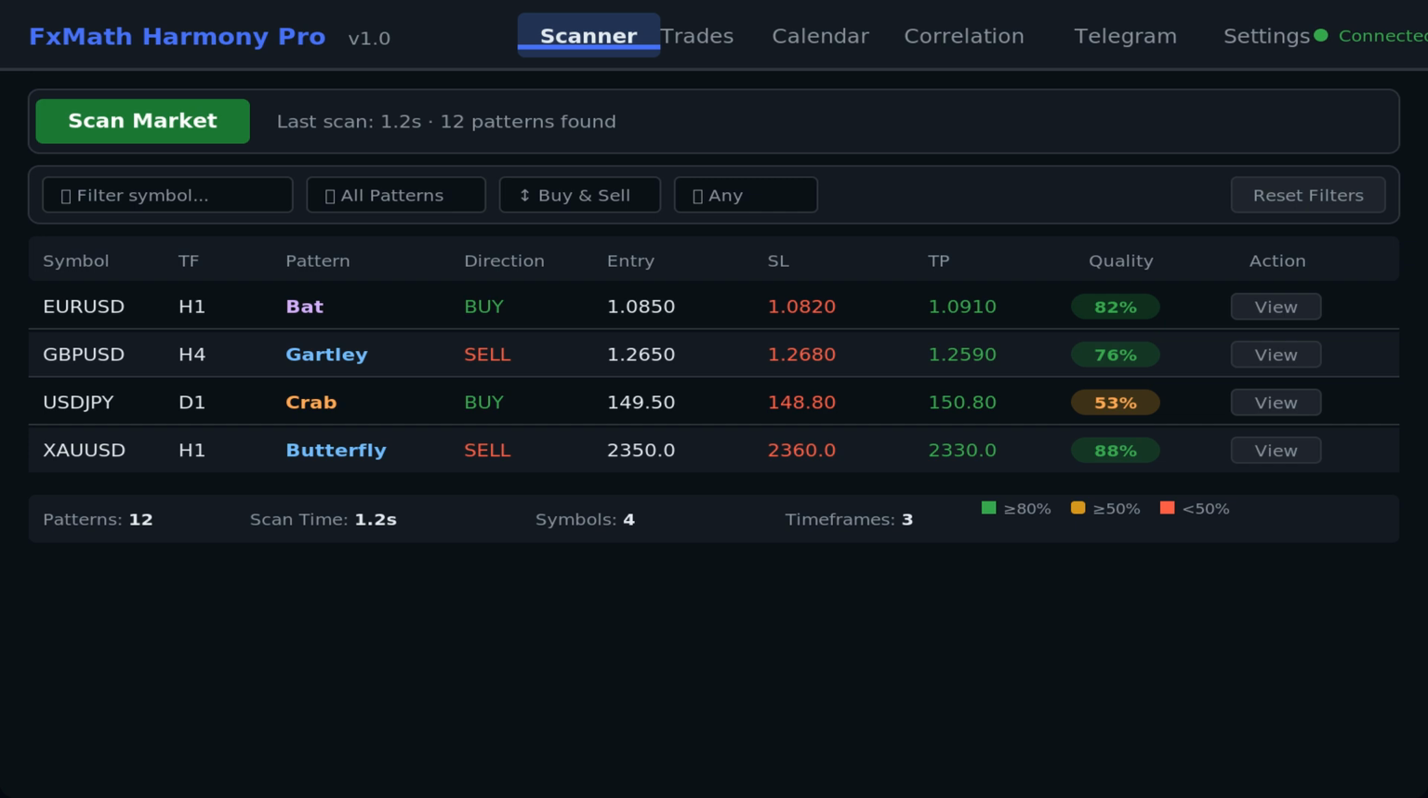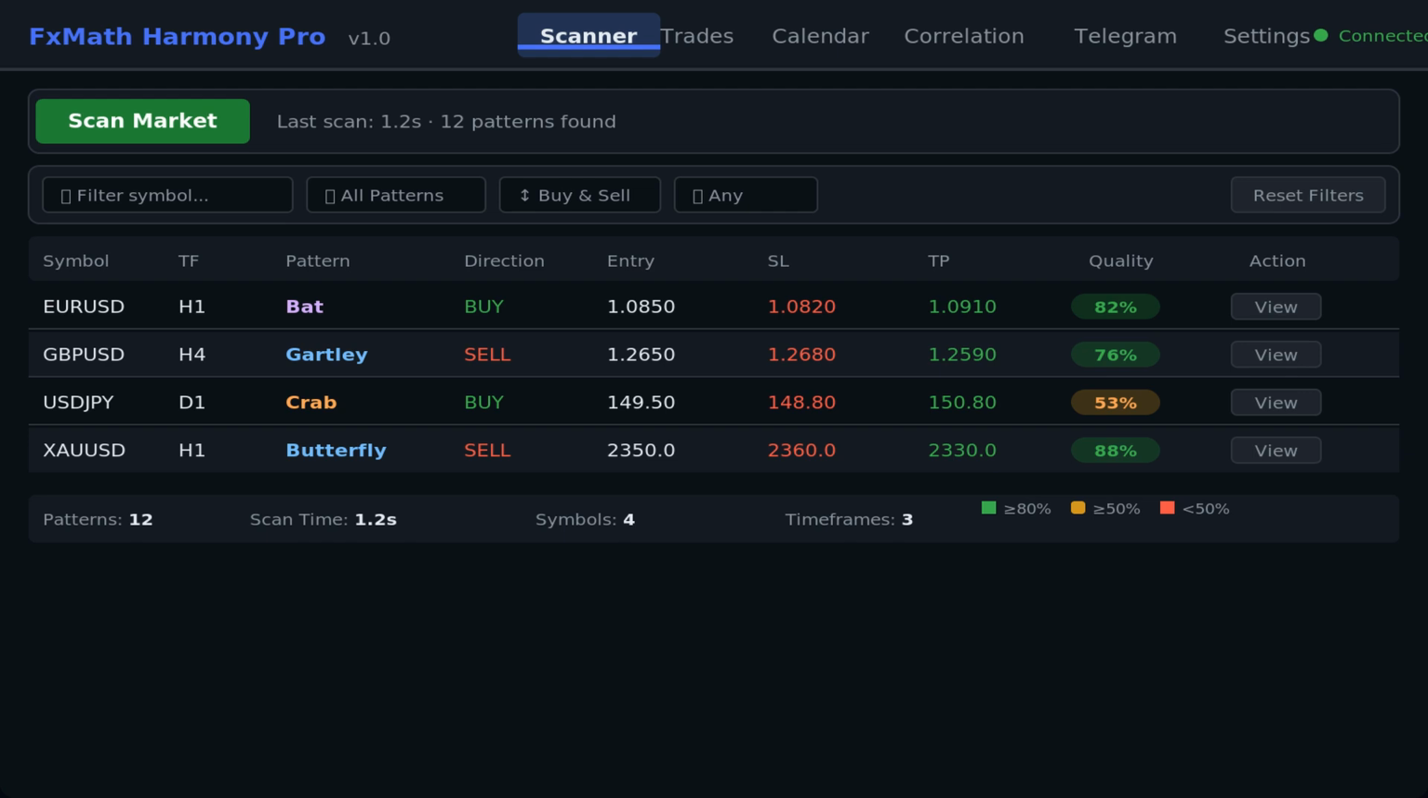Results appear in seconds. Each row shows the symbol, time frame, pattern type, direction, and entry, SL, TP levels. The quality column displays the ML confidence score with color-coded badges. Green is high confidence, above 80%. Yellow is medium, above 50%. Red is low, below 50%.